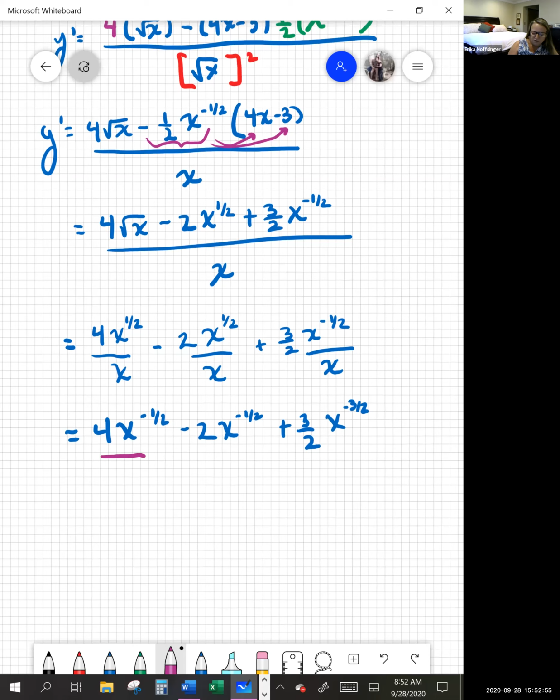These are like terms. They have the same variable raised to the exact same exponent, so we can combine those. 4 minus 2 is 2, x to the negative 1/2, plus 3/2 x to the negative 3/2.